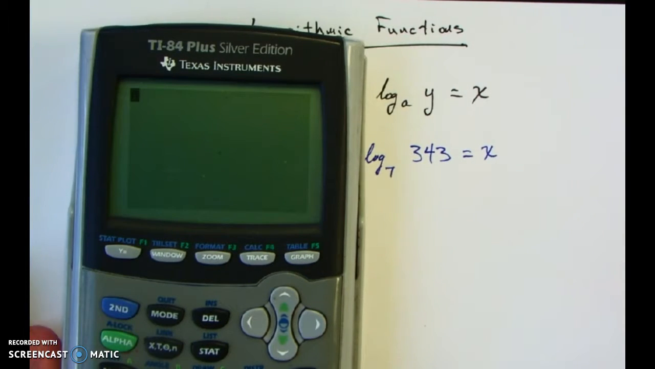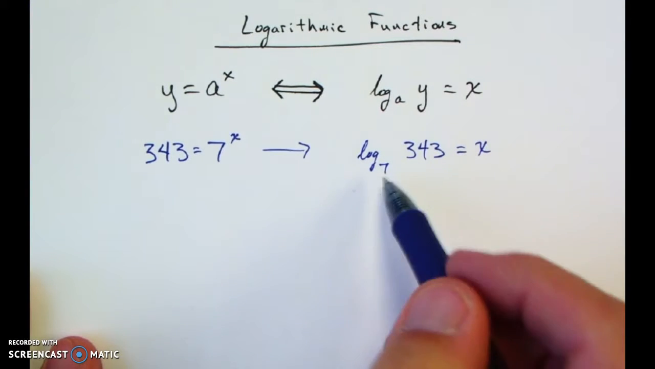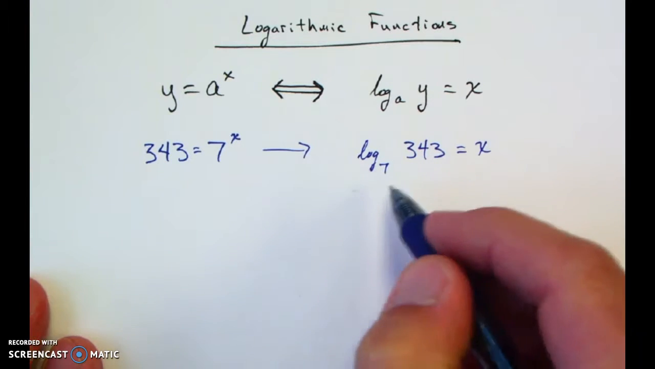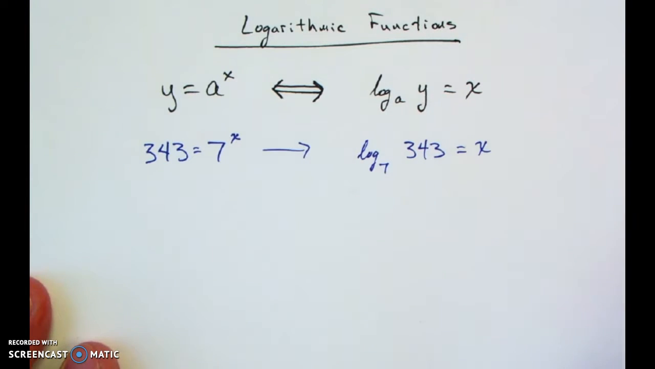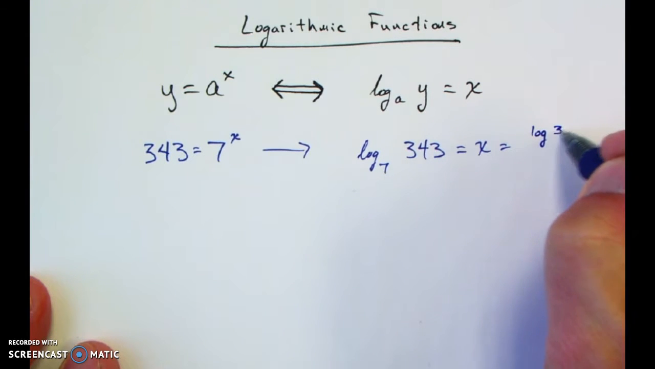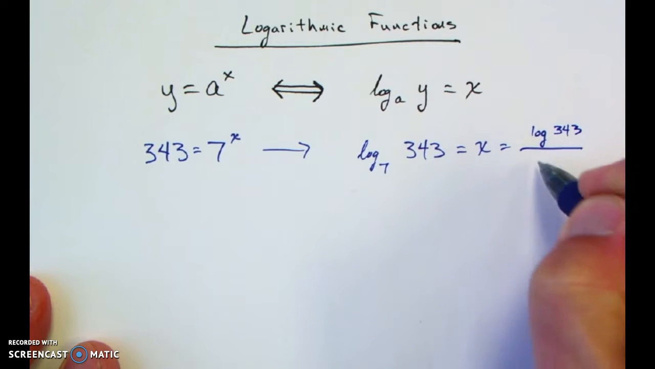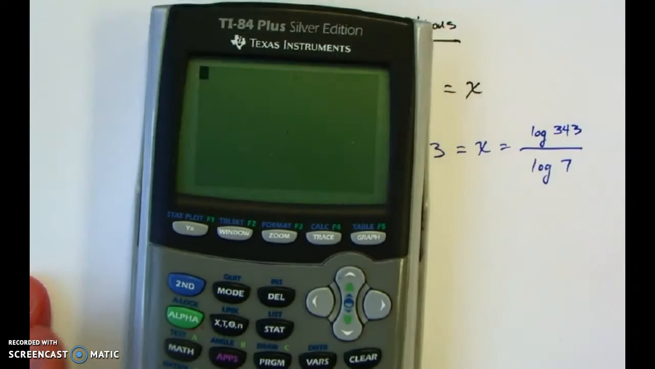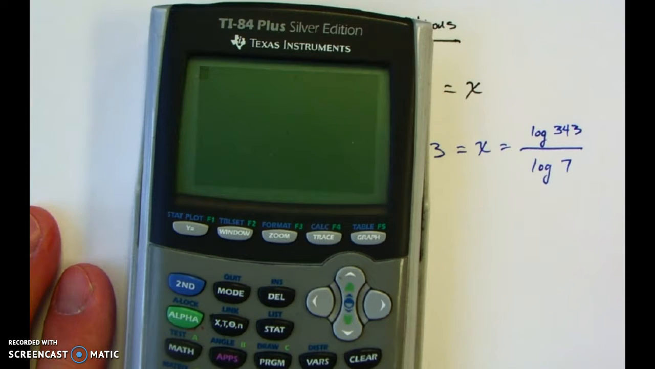Now remember, in your calculator, some of yours will be able to put in a base 7, some will not. This is where we would have to use our change of base formula. I'll have to rewrite that as the log of 343 over the log of 7, because your calculators are set up where your base is 10.